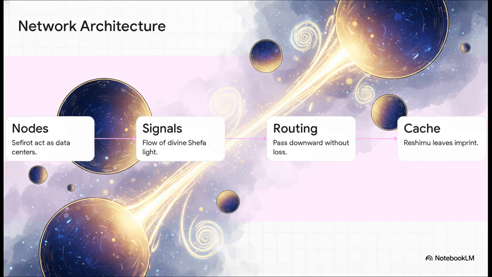Now, when that signal routes downward to a lower node, it uses what we'd call non-destructive routing. The data doesn't just vanish from the higher server. Instead, it leaves what the text calls a Reshimo, a permanent preserved data cache.